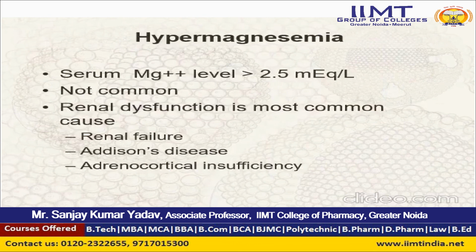Then hypermagnesemia, elevated serum magnesium levels, is not common. Renal dysfunction is the most common cause. Renal failure can occur. Addison's disease may lead to it. So in this way we can say all these electrolytes present in our body fluids play a very useful and important role.